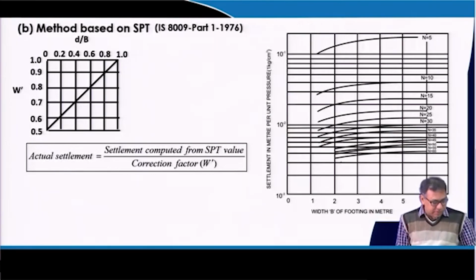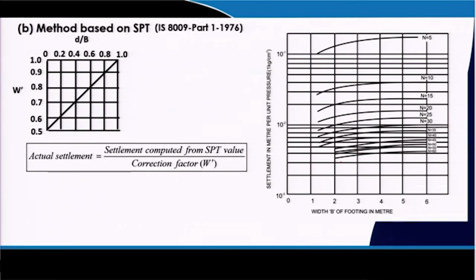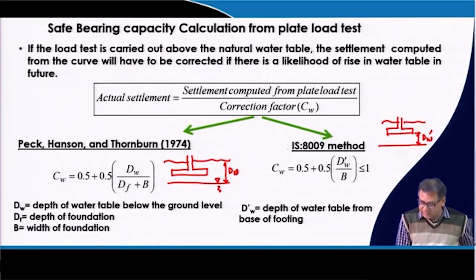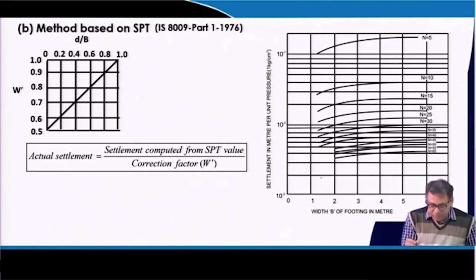Now, the second method that I was talking about is the method based on SPT. This is the chart, this method is proposed in the IS code, IS 8009 part 1, 1976. Again you have the actual settlement, then you divide it by the correction factor, and you will get the actual settlement from the computed settlement by applying the correction factor. And as I mentioned, when you have to apply the water correction, and when not. Once you get the corrected value, the correction factor W is the same as the equation that I have discussed, but here it is given in graphical form, where D is the depth of the water table from the base of the foundation.